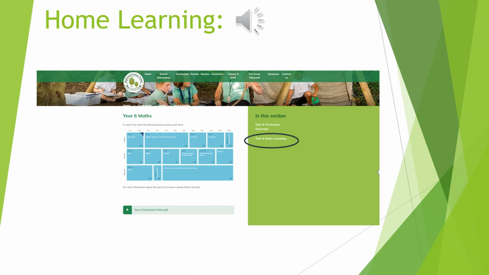We always appreciate your help at home, and on our website under Curriculum, Maths and the relevant year group there is a tab that says Home Learning. In here there are some workbooks that the children can complete. They have been uploaded in order of the learning that they are doing in school.